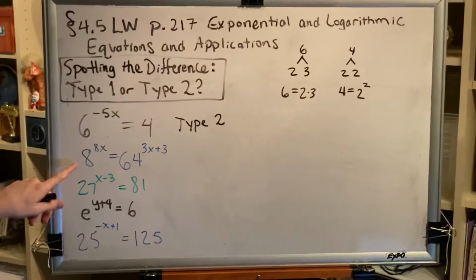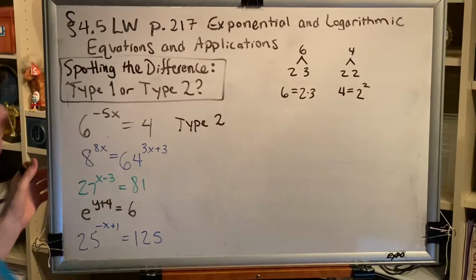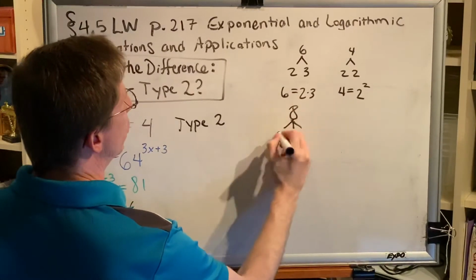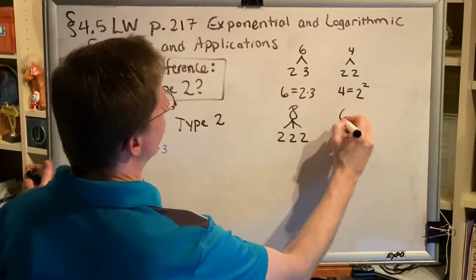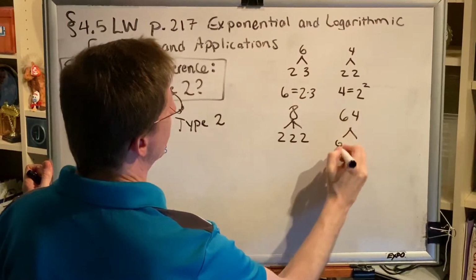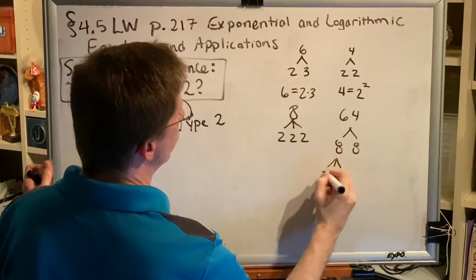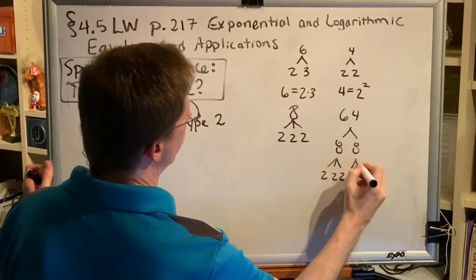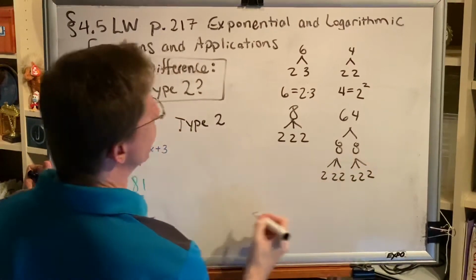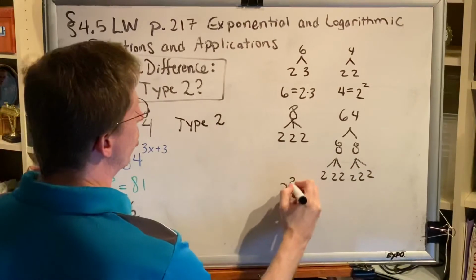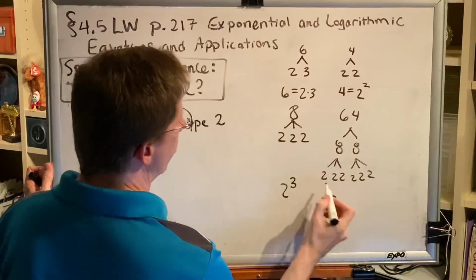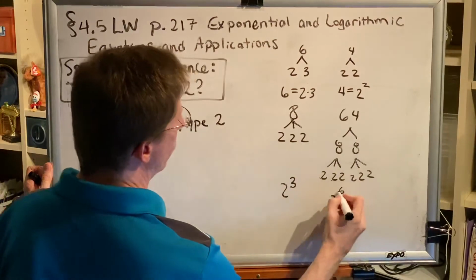All right, our next problem. Our bases are 8 and 64. 8 is the same thing as 2 times 2 times 2. 64, which is 8 times 8, is the same thing as 2 times 2 times 2 times 2 times 2 times 2. So 8 is 2 cubed. 64 is 2 to the 1, 2, 3, 4, 5, 6th power.